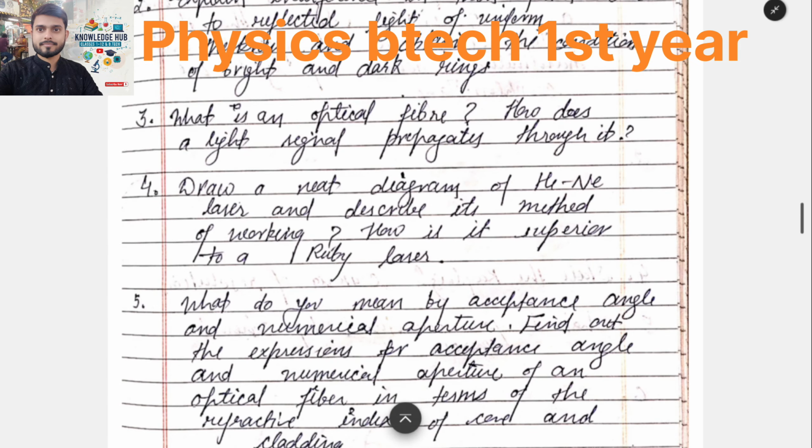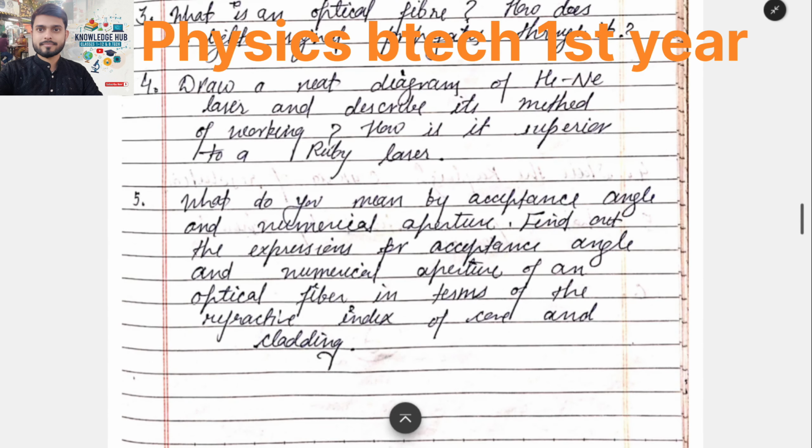The third question is what is an optical fiber? How does the light signal propagate through it? The fourth question is draw a neat diagram of the helium-neon laser and describe the method of working, and how it is superior to the ruby laser.